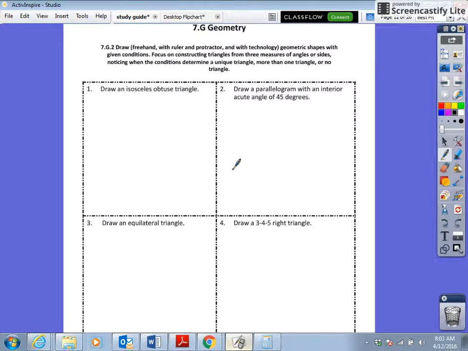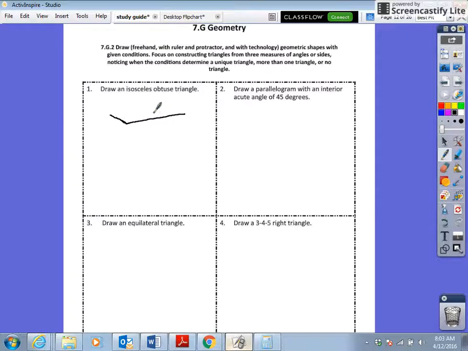Okay, so here we're going to be doing some drawing for geometry. This says draw an isosceles obtuse triangle. We know isosceles means all the sides are a different length, and obtuse means it has a wide angle. So I'm going to go ahead and make that wide angle right now. So there's my nice obtuse.